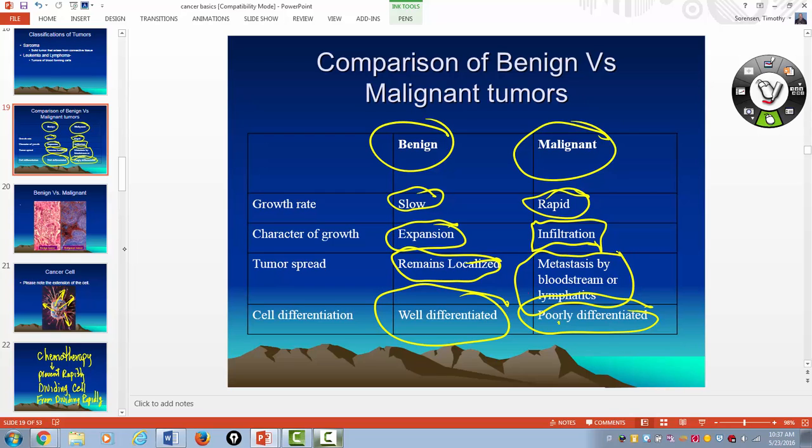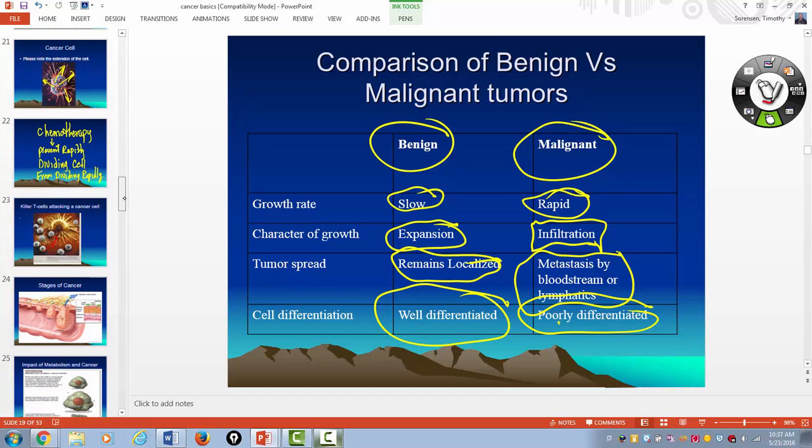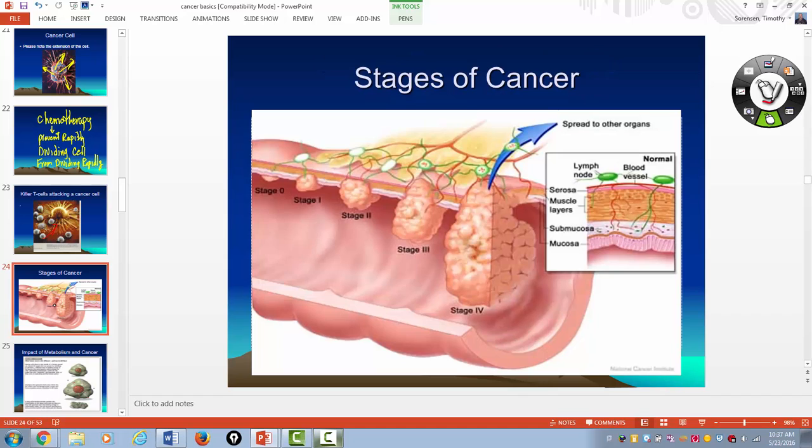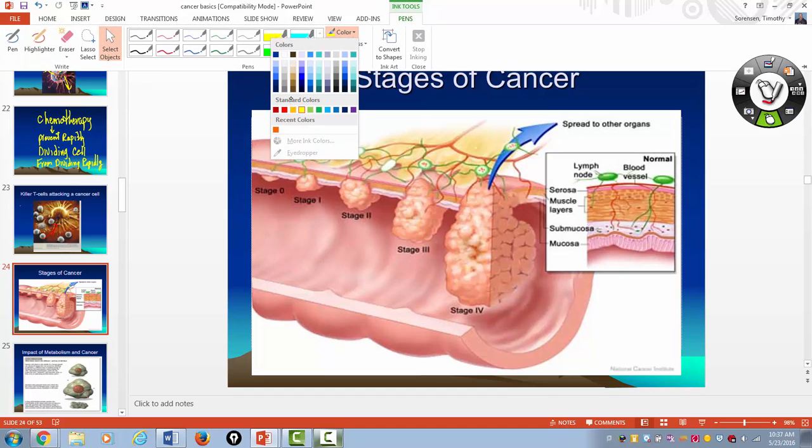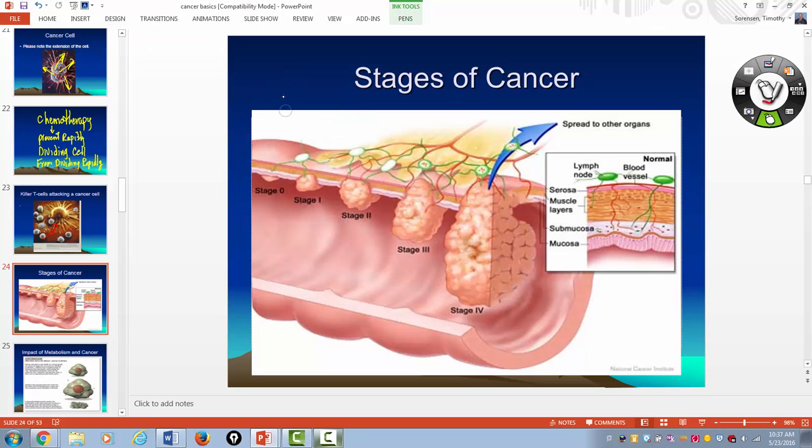So what do we do? Let's look at the staging of cancer. They give you stages, and know this, the lower the stage, the better the outcome in most cases. The more advanced the stage, the poorer the outcome. So let's look at this.